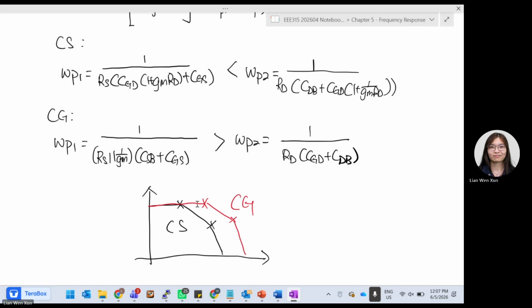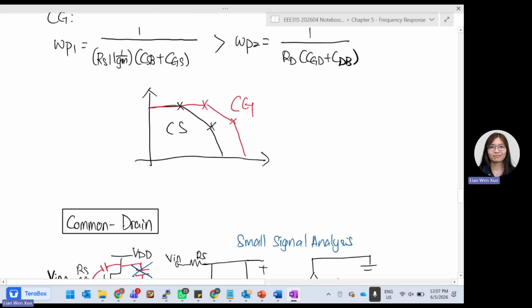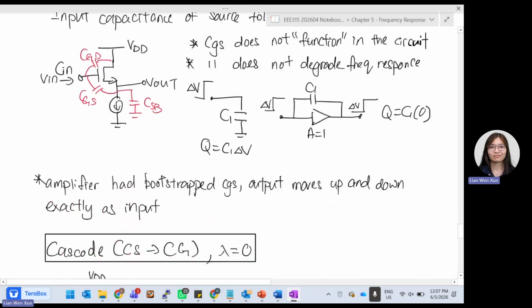Second pole as well, so everything moves. So basically, common gate generally has a better bandwidth than common source.